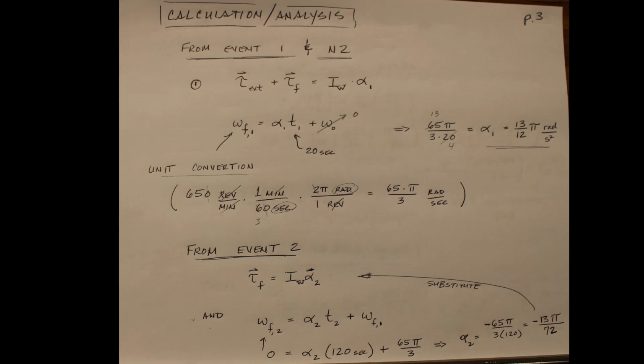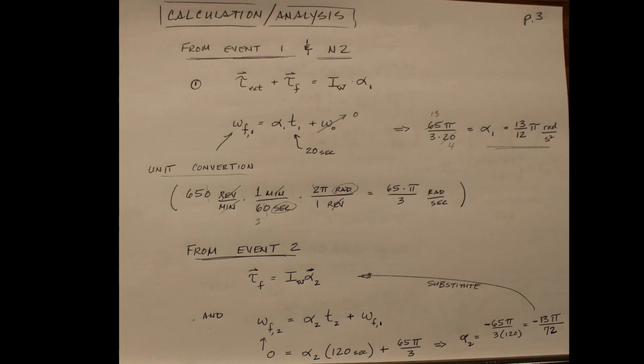So from event 1 and then Newton's second law, the net external torque includes both that applied external torque that they gave us at 55 Newton meters, plus the frictional torque. The sum of those two external torques would equal the moment of inertia of the wheel times the angular acceleration during that first event. Now we can find the angular acceleration using the kinematics equation.